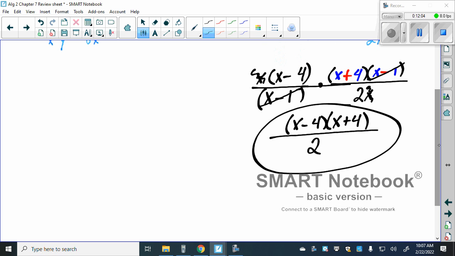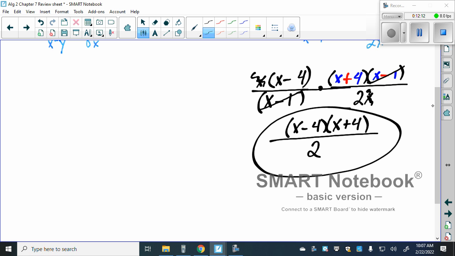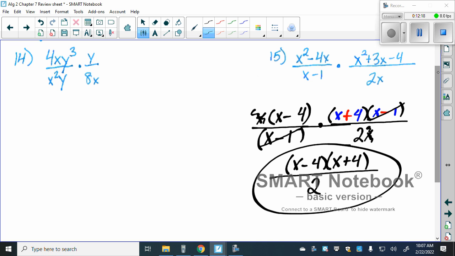Same thing. See here. It must have just dropped off. It needs to be over 2, because we do have the 2x. Yep, I'll have to fix that. Yep, so I'll have to fix that here sometime today. Yep, that should be over 2.